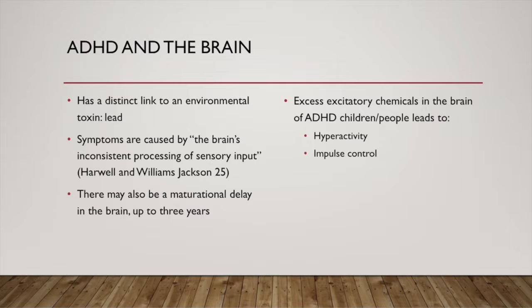So that just basically means that a child could be 8, but if the brain is delayed by 3 years, mentally they're a 5-year-old. And then the excess excitatory chemicals in the brain of ADHD children or people lead to hyperactivity and poor impulse control.